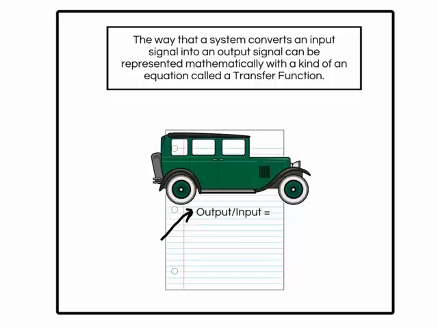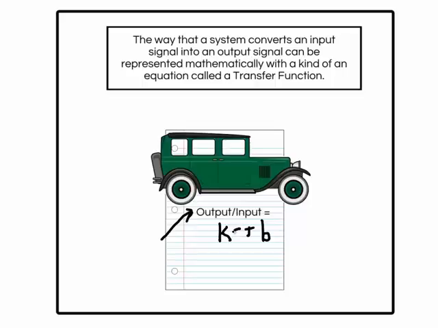The transfer function typically has in it variables that have to do with the system. For example, in this case, we would probably see the letter K representing the stiffness of the springs in the car suspension. We would probably also see the letter B, which typically represents the amount of damping in the system.